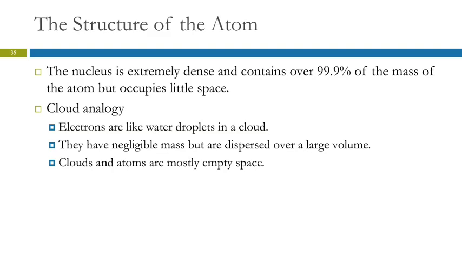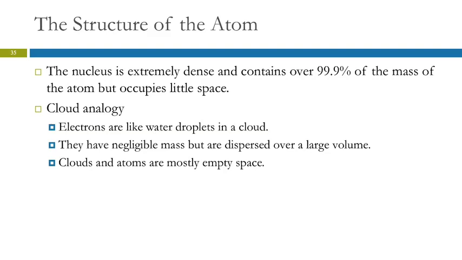Another way we can think about this is a cloud analogy. So electrons are a bit like water droplets in a cloud, or in fog, right? We all know what fog is. Those water droplets have negligible mass, but they're dispersed over a large volume. Clouds and atoms are both mostly empty space.